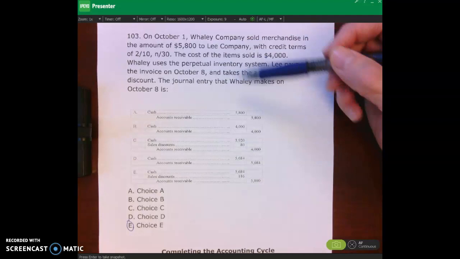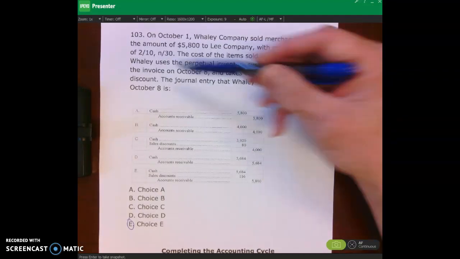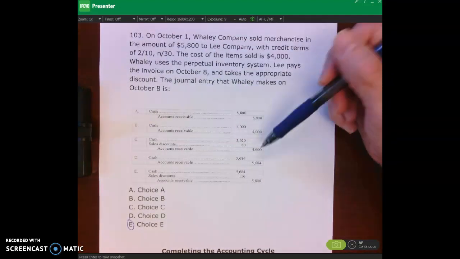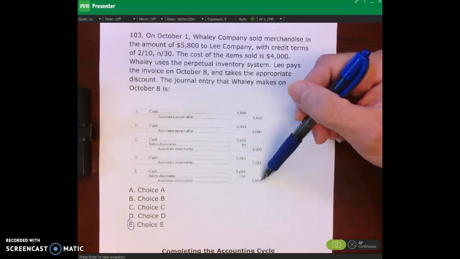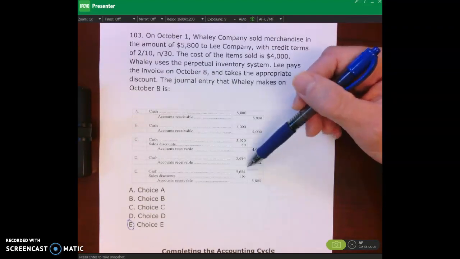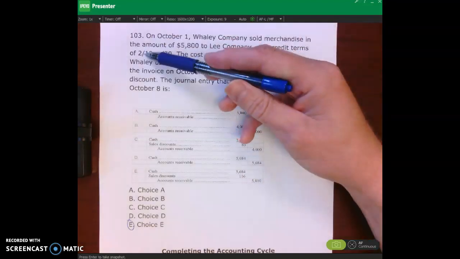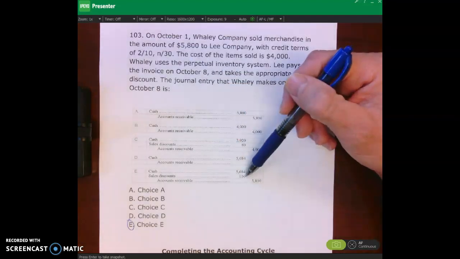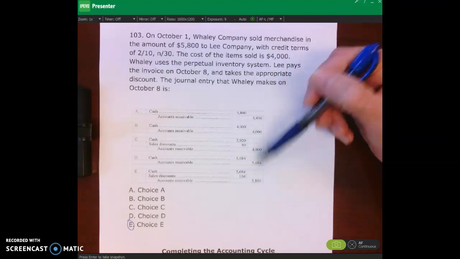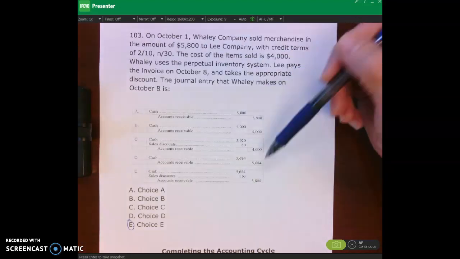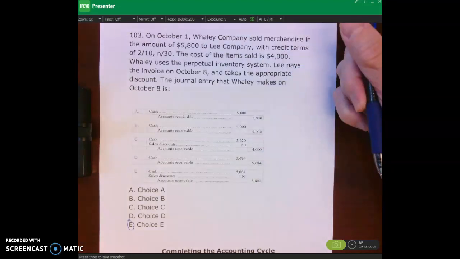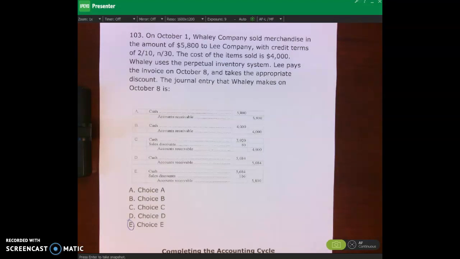So remember, because it's a 2% discount, we get 98% of the outstanding accounts receivable. That's how much cash we get. And then we debit sales discounts for the 2%. Remember, sales discounts is a contra revenue account that shows up on the income statement. Okay. And then we credit accounts receivable for the $5,800, which is what we initially sold them, right? That was the initial debit to the accounts receivable when we made the sale.